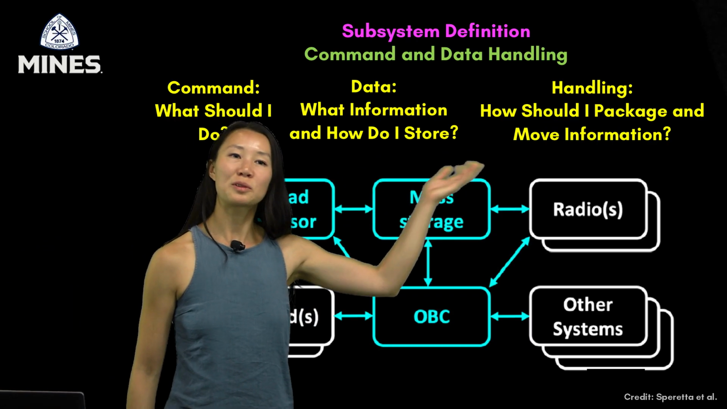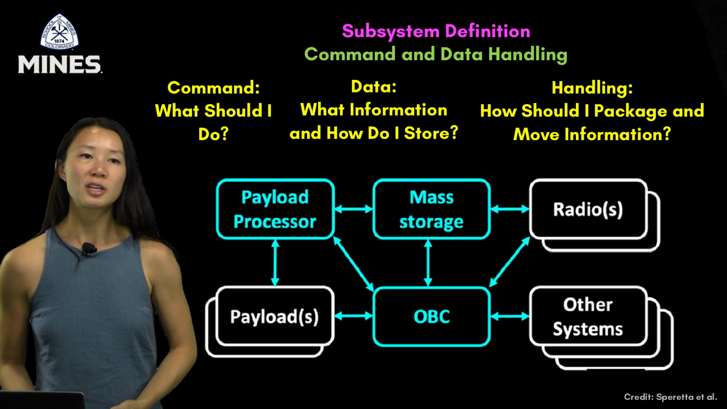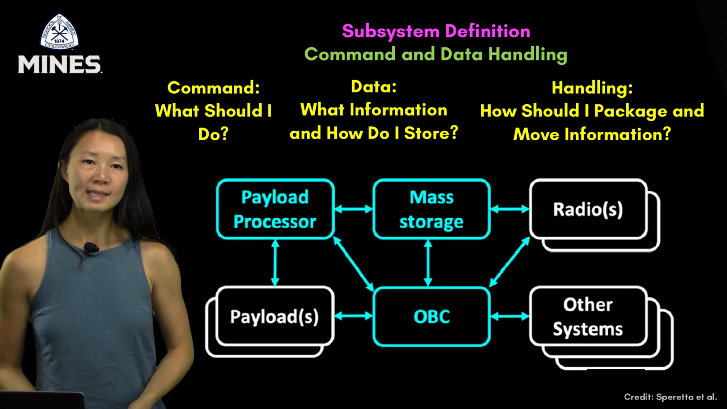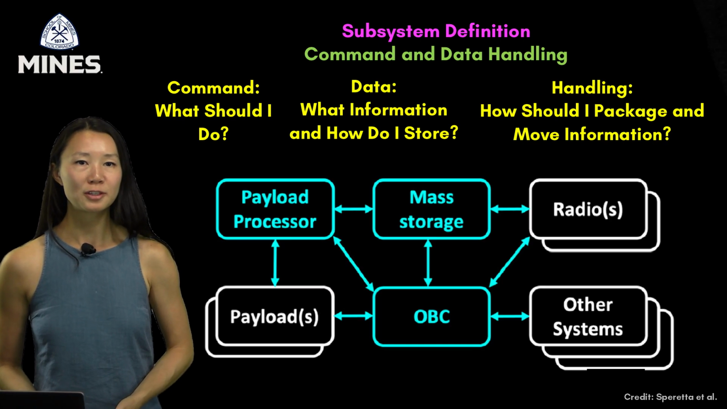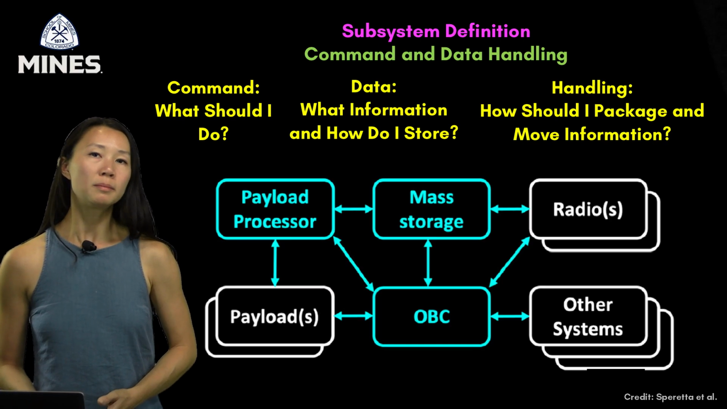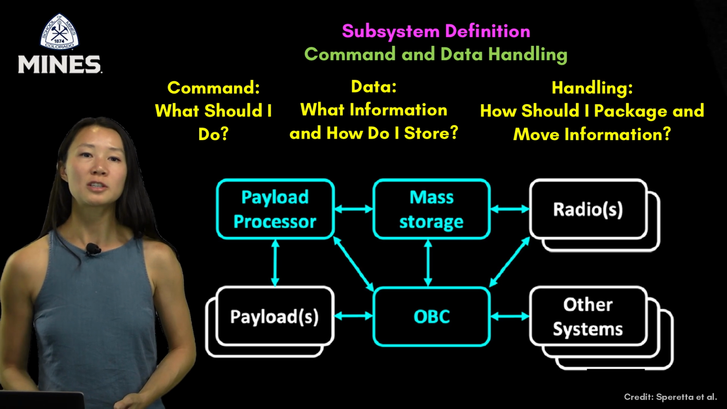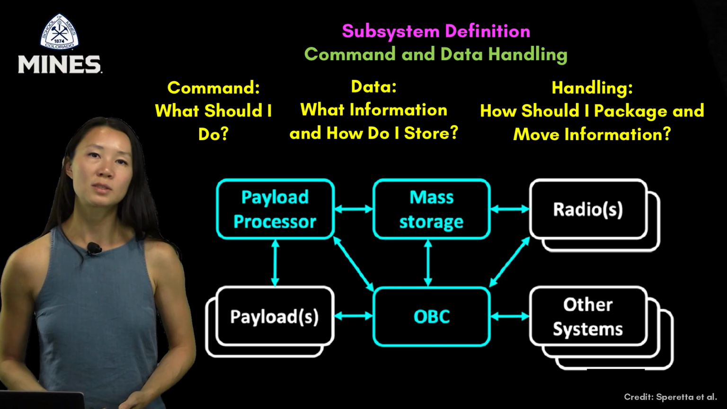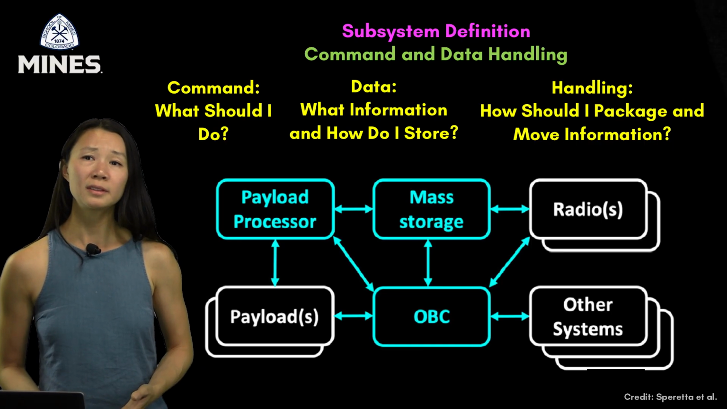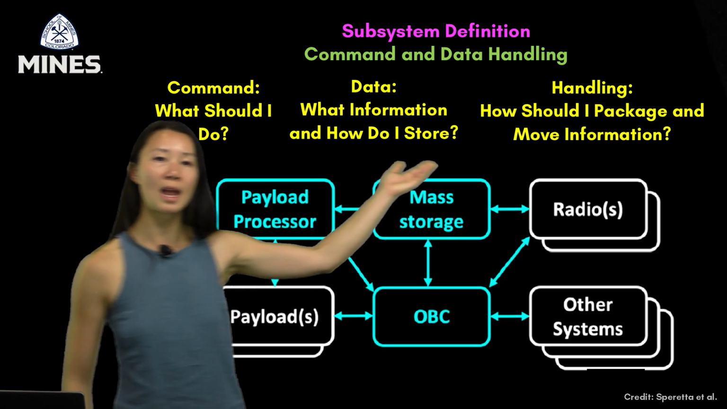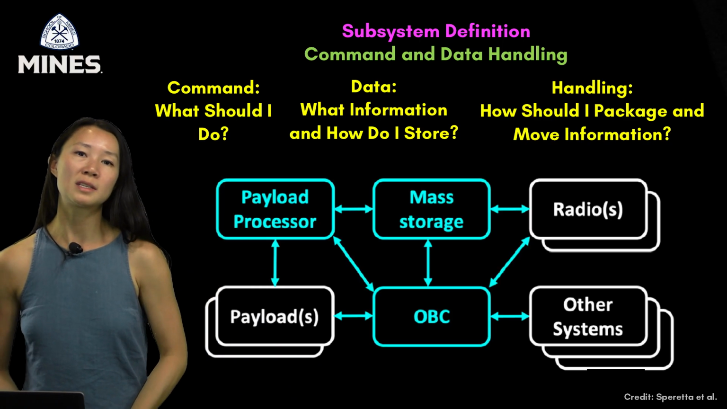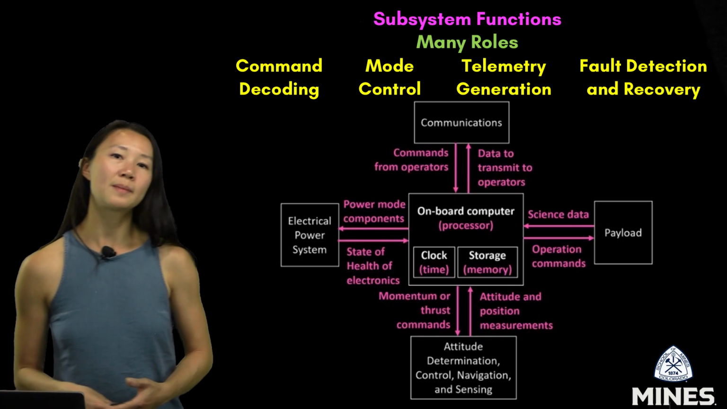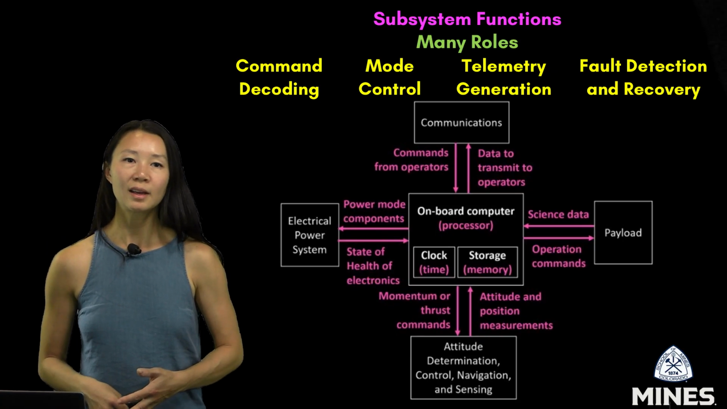Handling answers the question, how should I package and move information? Handling is all about formatting, compressing, prioritizing, and routing information. This includes moving data between subsystems and ensuring it reaches the radio for downlink, or gets passed on to other subsystems for onboard use. Together, these three pillars of command, data, and handling make the CDH subsystem essential for spacecraft autonomy and operations.